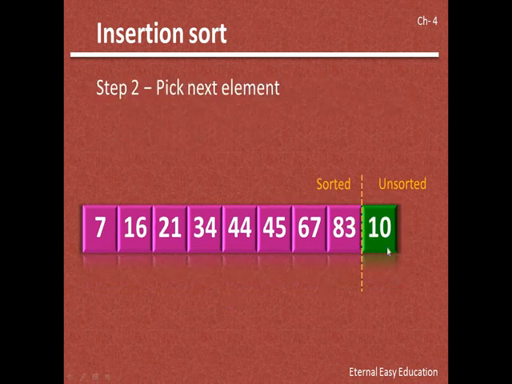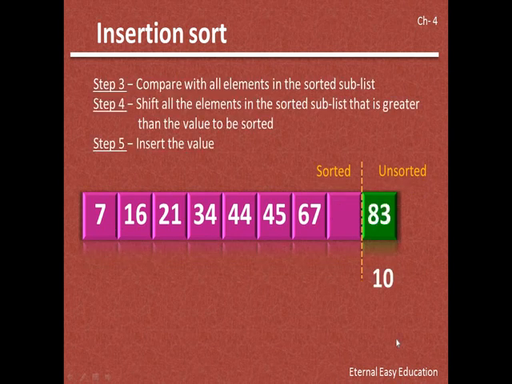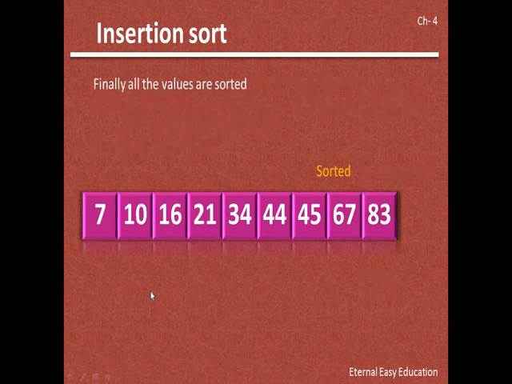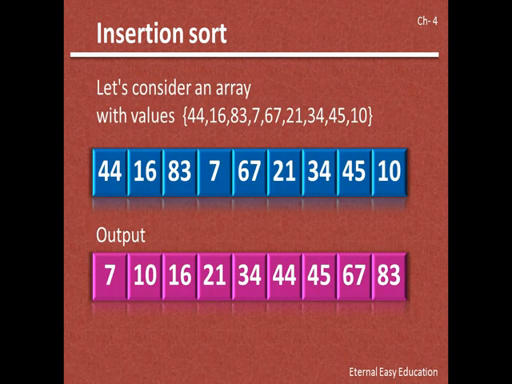Next element is 10. This 10 should be next to 7. So 83, 67, 45, 44, 34, 21, 16 are moved. Now 10 is inserted in this place. Is it clear, children? Finally, all the values are sorted. So this is the given list and this is the output of the sorted list using the insertion sorting algorithm.